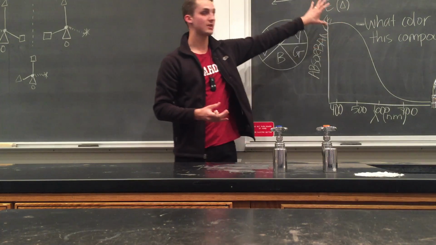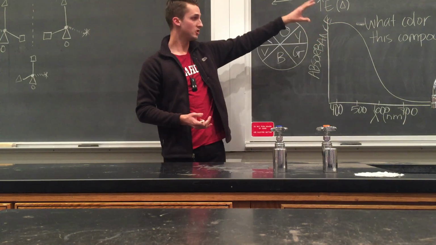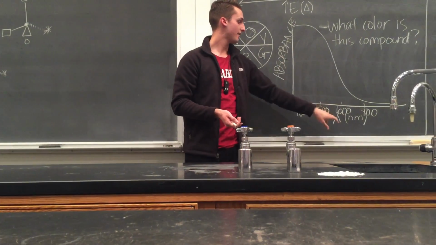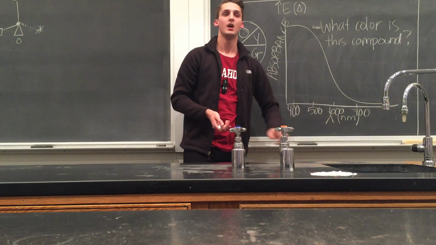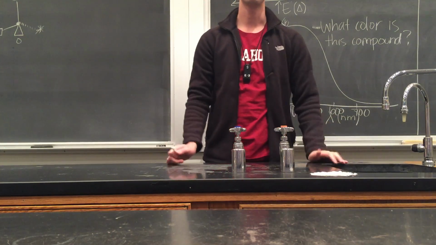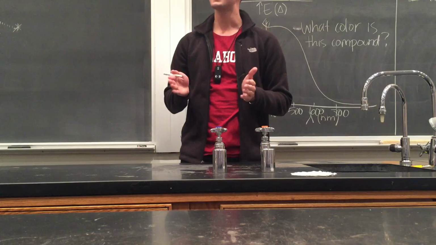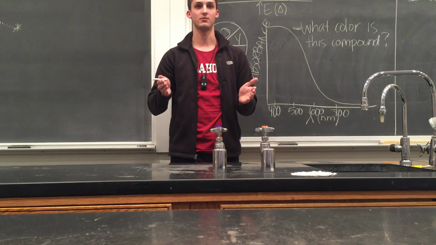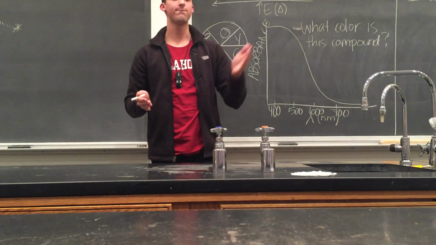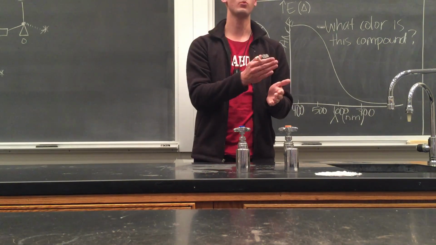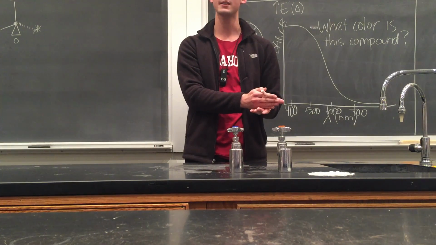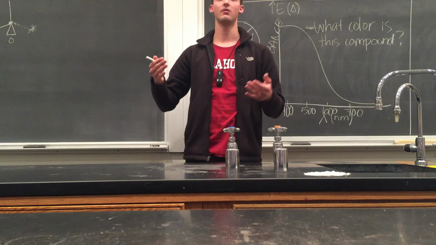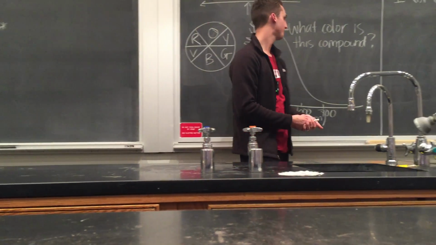Looking at this is an absorbance spectrum. You've probably seen something like this before. This is absorbance, and these are wavelengths down here. One thing that might help you out: the visible light spectrum is 400 nanometers to 700 nanometers. 400 nanometers is the shortest wavelength, so those are like the violets. 700 nanometers is the longest wavelength, so that's like the reds.